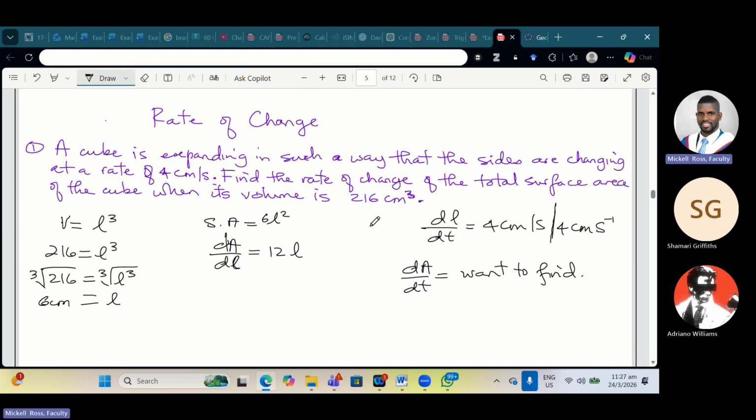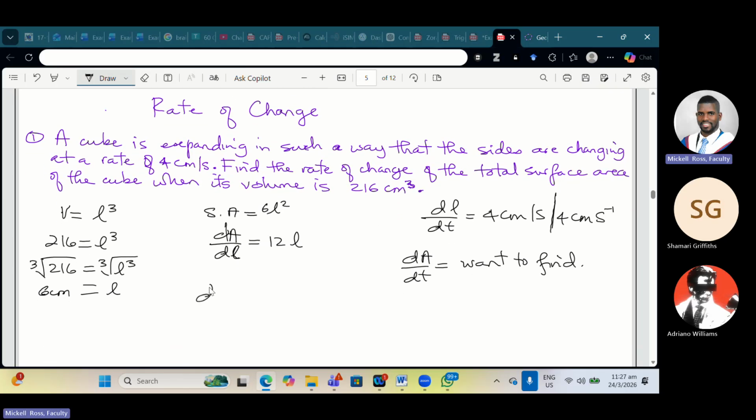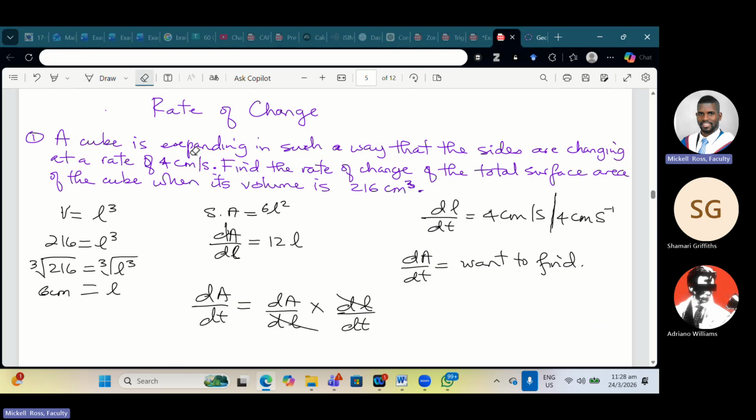So look at this now. Pay attention to this. The change in the area with respect to time, we can calculate it by finding the change in the area with respect to the length multiplied by the change in the length with respect to time. Because when this cancels with this, we're just going to be left with dA over dt. So if we multiply these two rates of change, then we're going to get the rate of change of the area with respect to time.